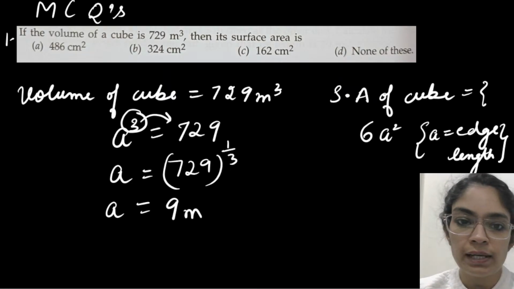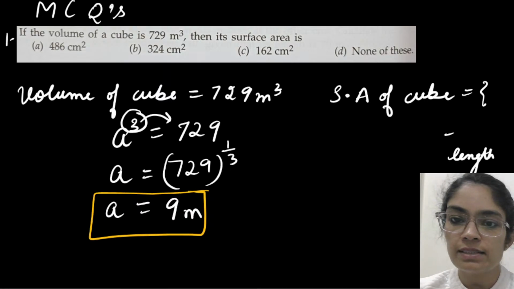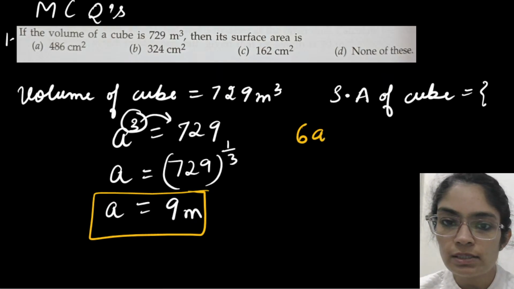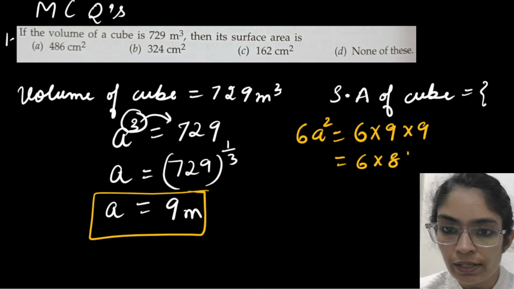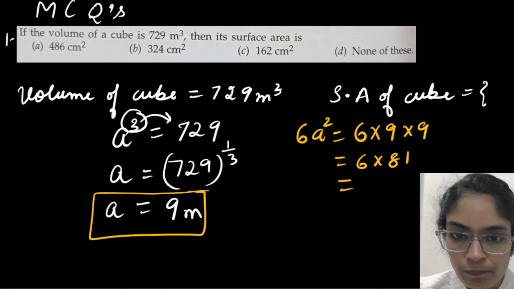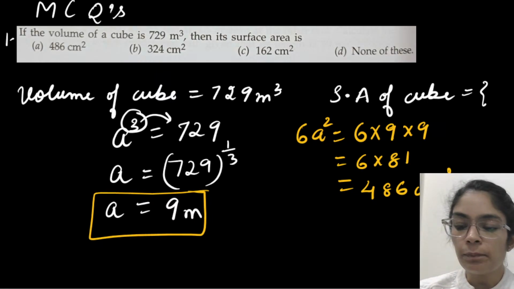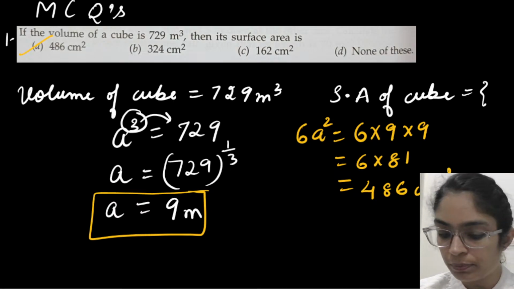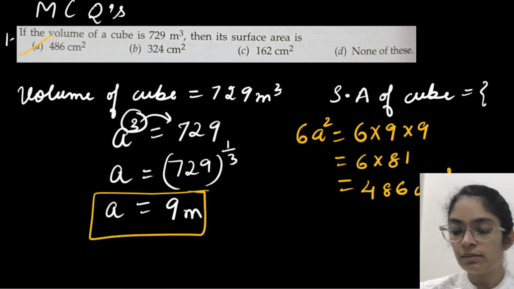So with the help of this edge length, we can find now surface area. So surface area is 6a square, we can just apply the formula. 6a square is equals to 6 into a, a is 9, 9 into 9. So 9 into 9 is 81. So 6 into 81, if you multiply, what you will get? 486 centimeter square. See, unit of volume is cube and unit of surface area is square. So first option, correct answer given by Nikhil, and Ritu has also given the answer.